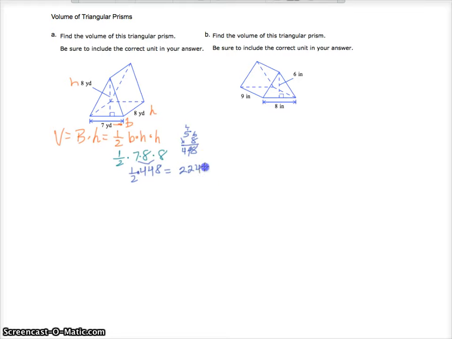224 yards squared. And so this actually, remember, came from 448 divided by 2 because these are the same thing.